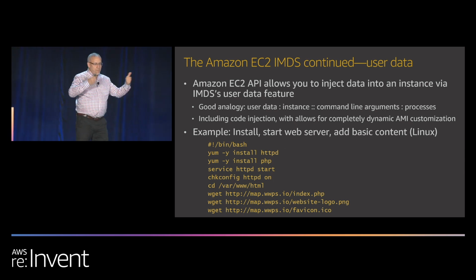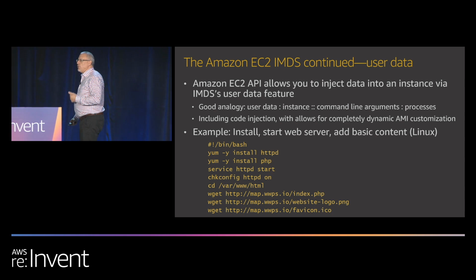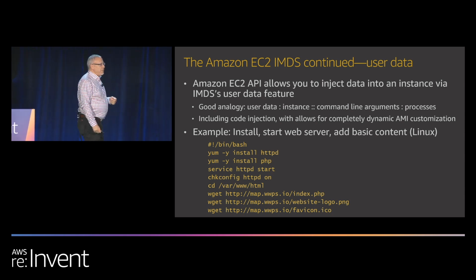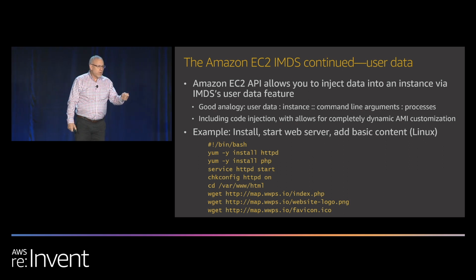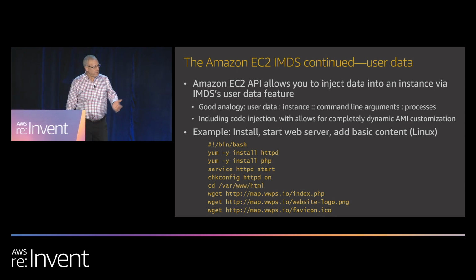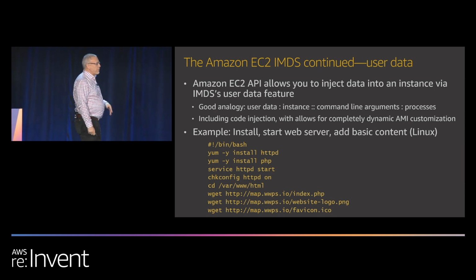So that's use case one, introspection, stuff about your environment. Use case two, a super important use case, is user metadata. This is data that you pass in when you call the RunInstances API, which then shows up in a special place in the metadata service. Moreover, not only can you pass data, but you can pass code. So you can put shell scripts in here, or Windows PowerShell.